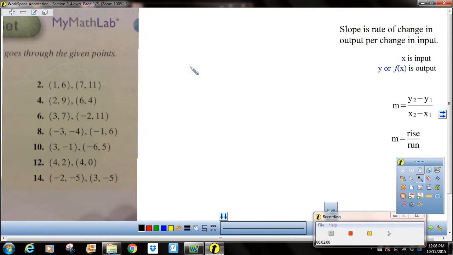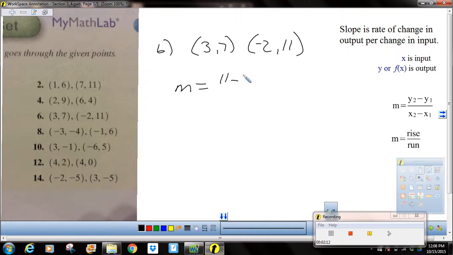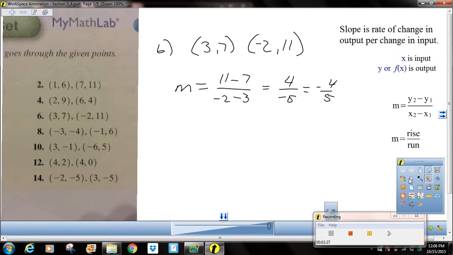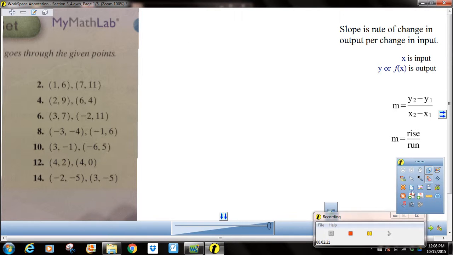On number 6, 3, 7, negative 2, 11. Slope is y2 minus y1 over x2 minus x1. Number 8.